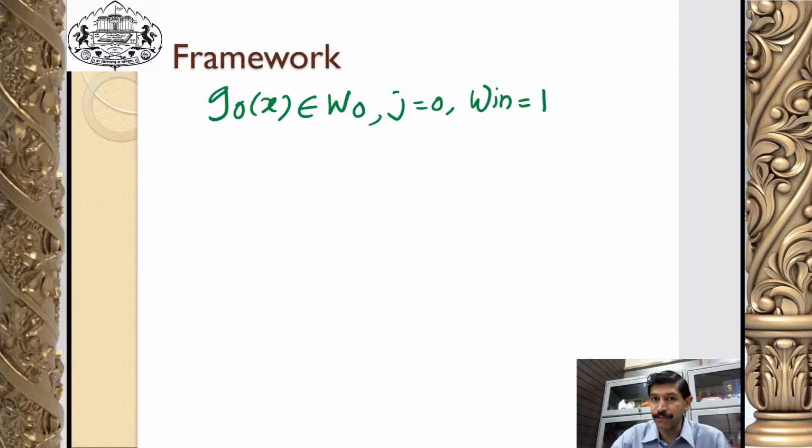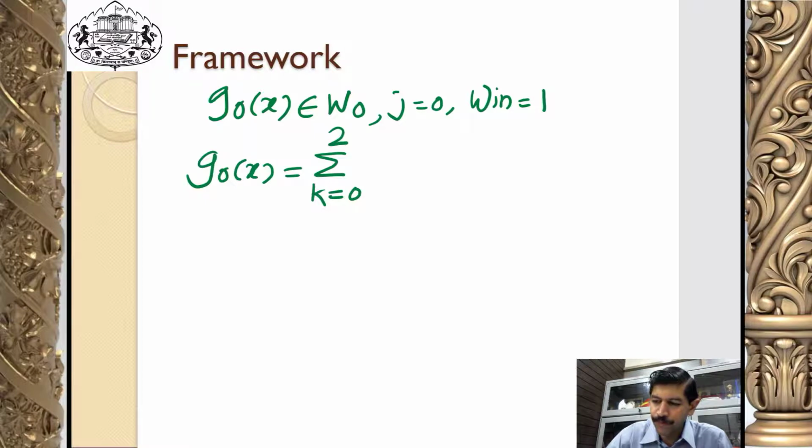So the resolution is fixed, and the formula for g0 of x will be summation over all the k values. K values will once again run from 0 to 2 because window size is 1, and then we have beta 0k, because z is 0, 2 raised to z by 2 is 1, and then psi of x minus k. So this is the formula for g0, and again we need to calculate 3 beta values, beta 00, beta 01, and beta 02. So let's do that now, and then we'll come back and plug those values over here.